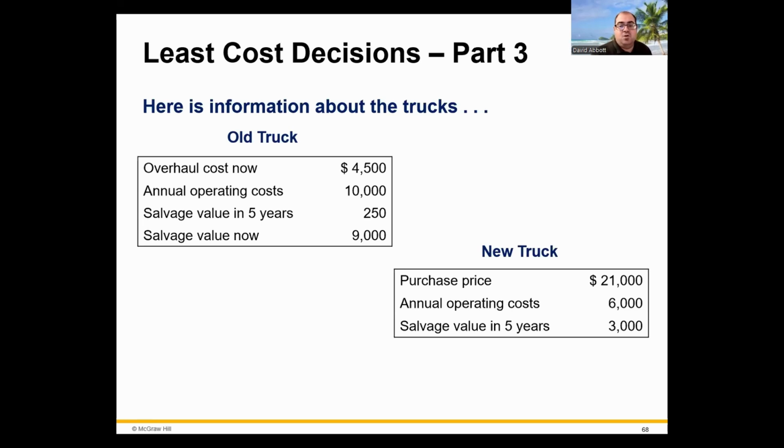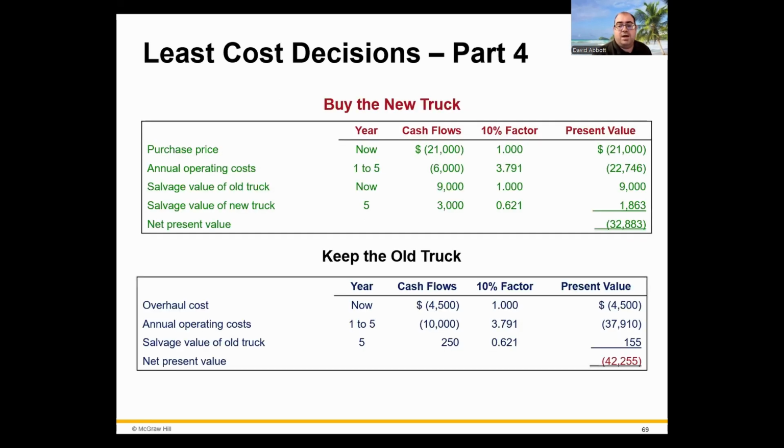We see here that the overhaul cost of the old truck would be 4,500. The annual operating cost would be 10,000, so probably for oil and gas and everything else. The salvage value at the end of 5 years would only be 250. The salvage value of it now would be 9,000. And if they were to purchase a new truck, the new truck would cost $21,000. The annual operating cost of that would be less, only 6,000, and it would have a $3,000 salvage value in 5 years.